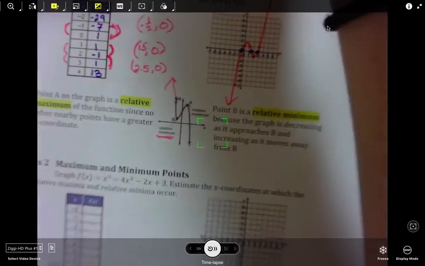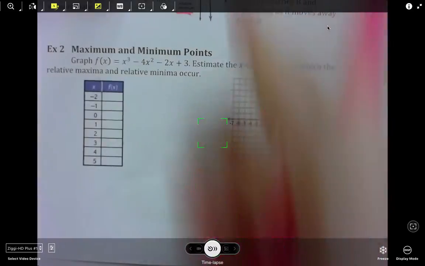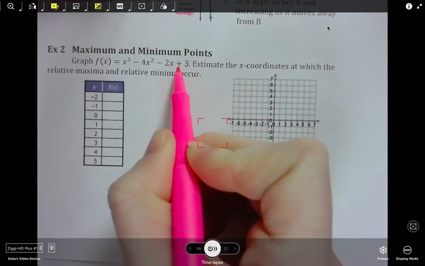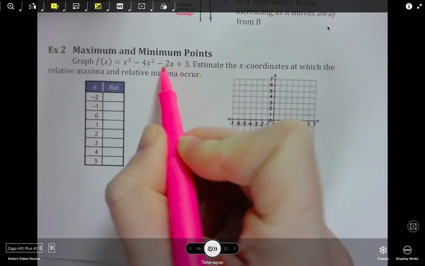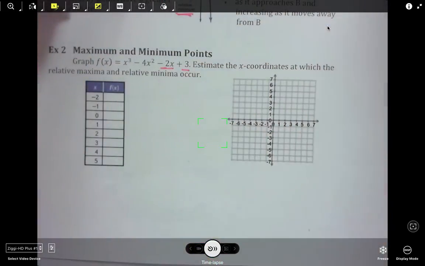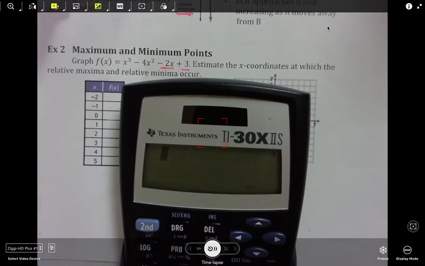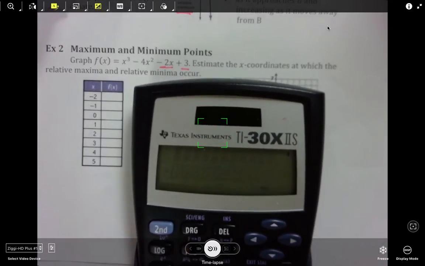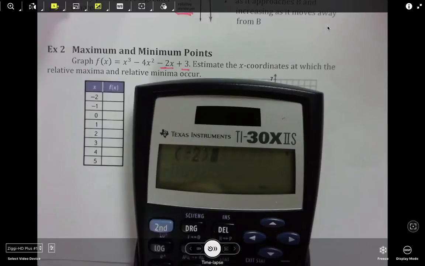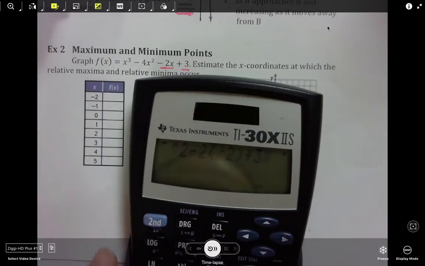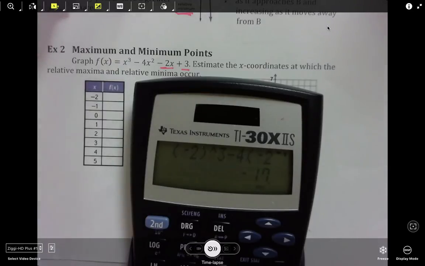So we're going to do the same thing again for example 2, maximum and minimum points, but we have a little bit of a different equation for this one. These two terms are a little bit different than the one up above there. So I'm going to clear my calculator out, and I'm going to start with negative 2. So parentheses, negative 2. Again, try these first couple ones to make sure that you are typing these in correctly. Minus 4 times negative 2 to the second power. Minus 2 times negative 2 and plus 3. There we go. Okay. Pause this video if you need to, because I typed that in really quite quickly.